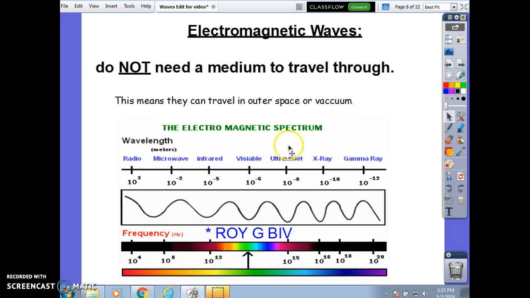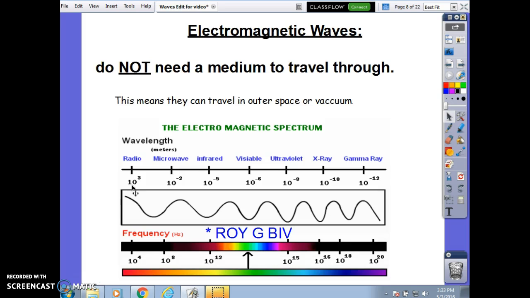But first, I want you to look at this electromagnetic spectrum, which is also on your reference sheet. Unfortunately, it's not in color on your reference sheet or on your note sheet. But what we should notice from this diagram is that radio waves have a wavelength, or distance between crests, of 10 to the third. That means move your decimal 3 times. That's a really big wave. A radio wave can be as tall as a skyscraper.